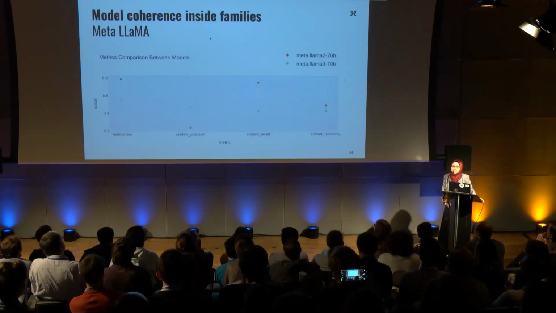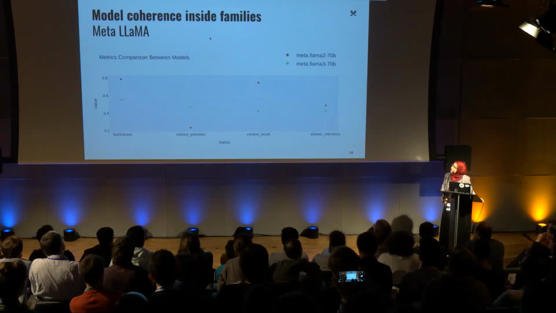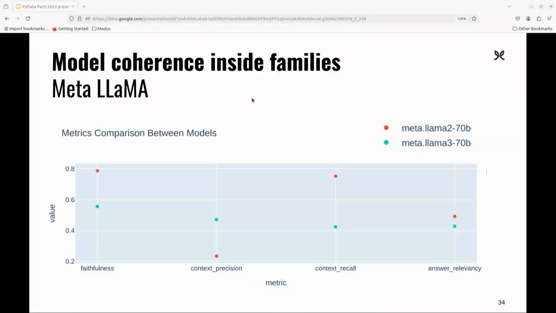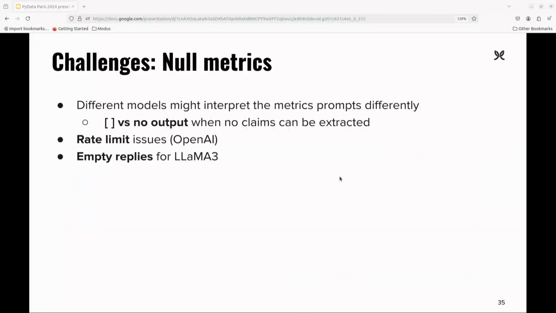This is not the case for the Llama family of models. So you can see that we have very different average values for Llama 3 and Llama 2. And not only that, but the difference between the metric value for each metric is not the same. And you even have an inversion here, where Llama 2 has a lower metric than Llama 3, while for all other cases you have the opposite happening.